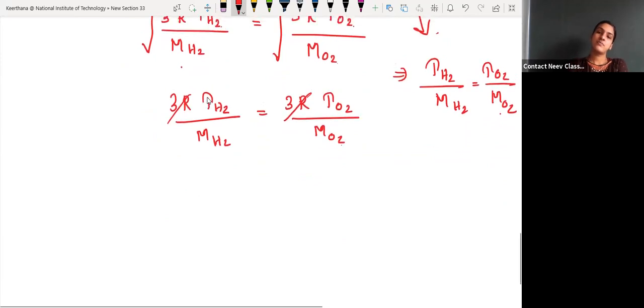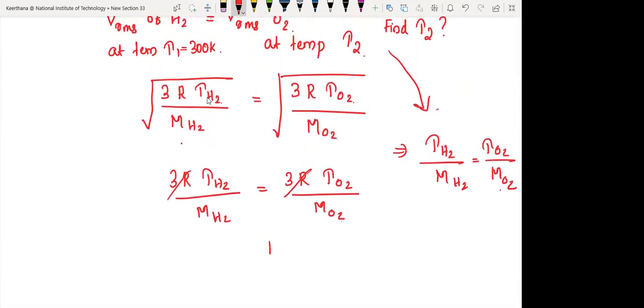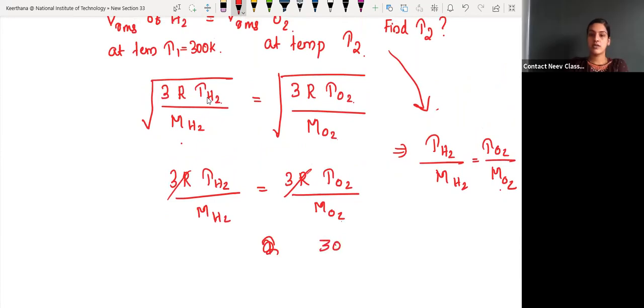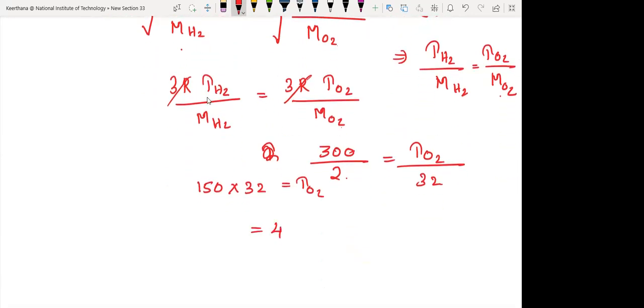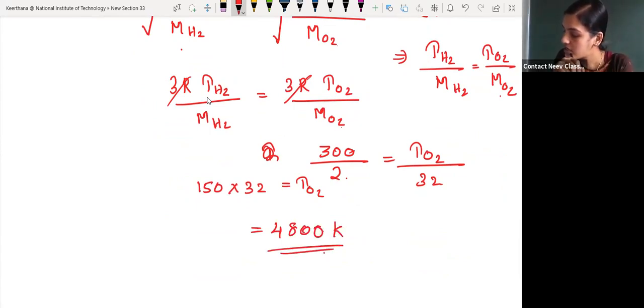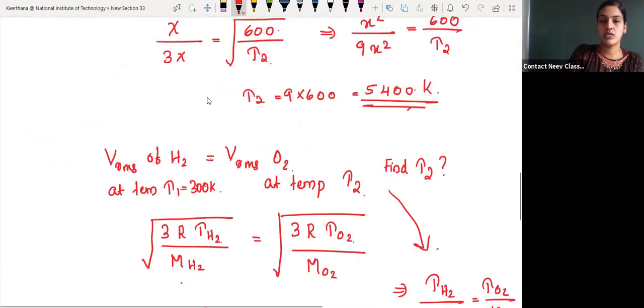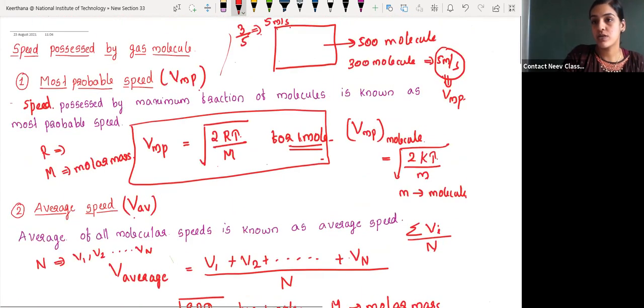And what is the answer? T of O2 is 4,800 Kelvin. T of H2 is 300, divided by molecular mass of H2, equals T of O2 divided by 32. So 150 into 32 is equal to T of O2, which is 4,800. Yes, that is the answer. One more question is there that we will discuss after the explanation.